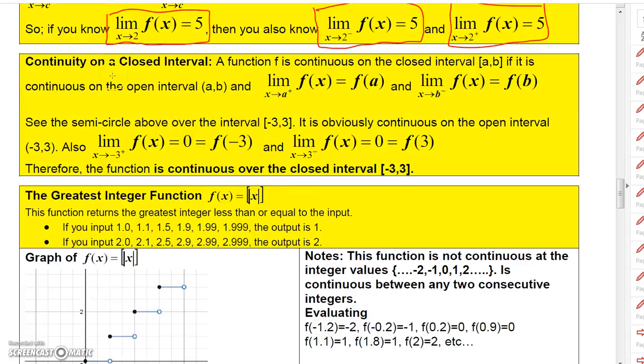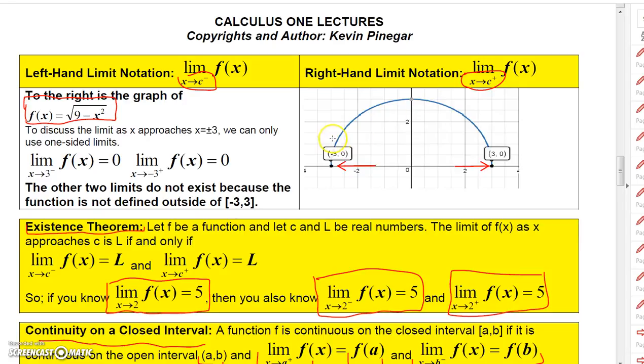Okay, now moving on to continuity on a closed interval. For continuity on a closed interval, we have to say a function f is continuous on a closed interval from a to b if it is continuous on the open interval from a to b, and the right-hand limit at the left endpoint is equal to f of a, and the left-hand limit at the right endpoint is equal to f of b. That's what I was saying up here.